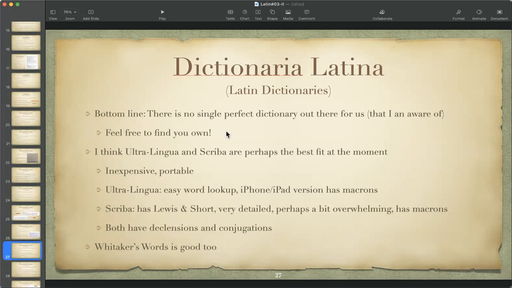There's also something called Whitaker's Words, which is pretty good as well. There's probably a number of them out there that might be possibilities. One of the nice things about it is they both have declensions and conjugations.